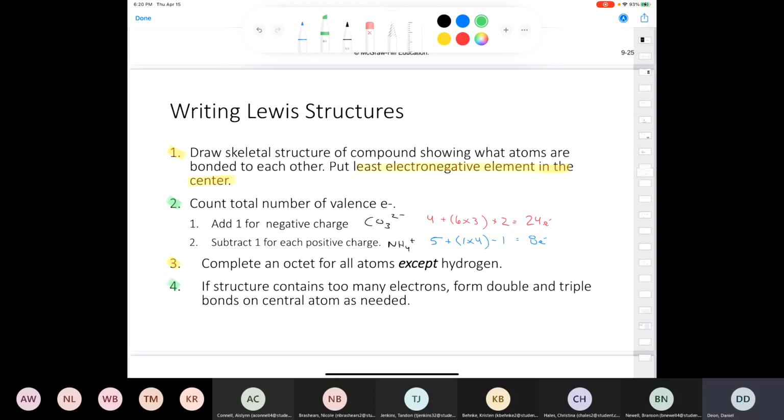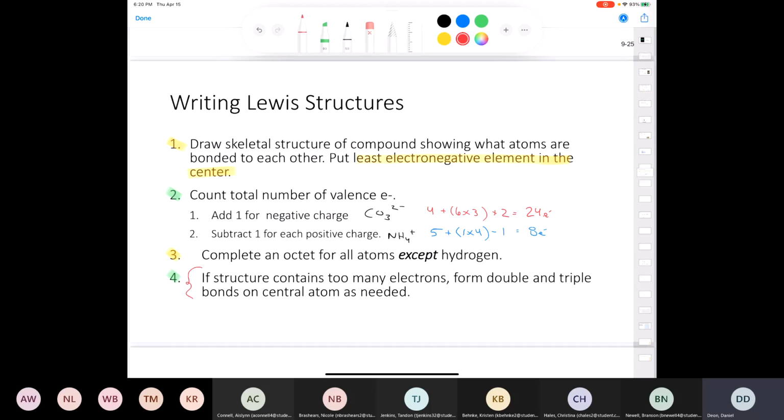It only needs the 2 electrons because it only has that 1 s orbital available. Last point, if the structure has too many electrons for it, make double and triple bonds on the central atom as needed. You know, I remember when I was learning this in the first chemistry class that I took, where I learned Lewis structures, I remember the first weekend that I was studying this, and I would summarize this point as maybe being T&E, right? Trial and error.